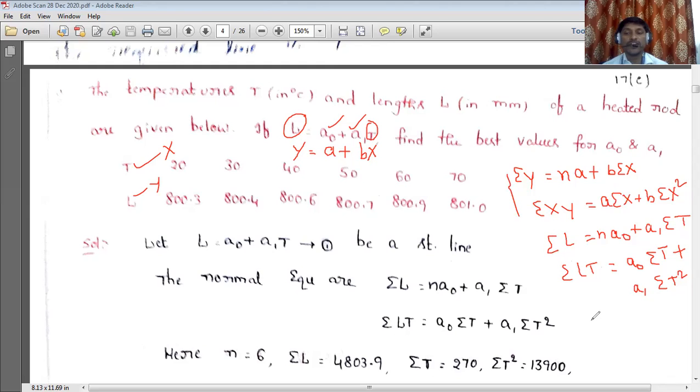So now we need to find L, t is already given, and next t square, and next we calculate TL, and then find summation t, summation L, summation t square, summation TL. By substituting all these values and solving, we will get a naught and a1. So this is the process we apply for a straight line. Whatever problems we have, we apply the same process to all of them.